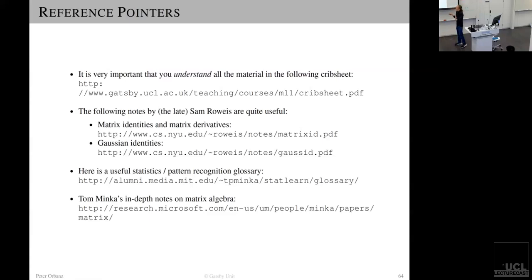So the crib sheet is mostly about Gaussians, but I think it's useful for everything. Then this one here is very specific to Gaussians. Sam passed away about 10 years ago, but NYU still maintains this page.